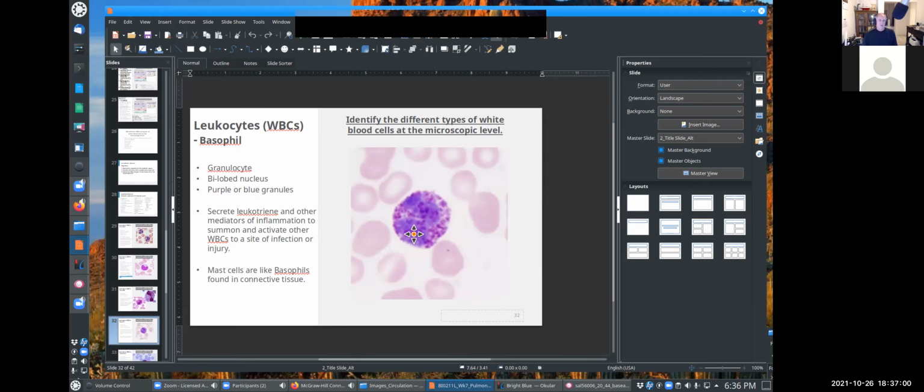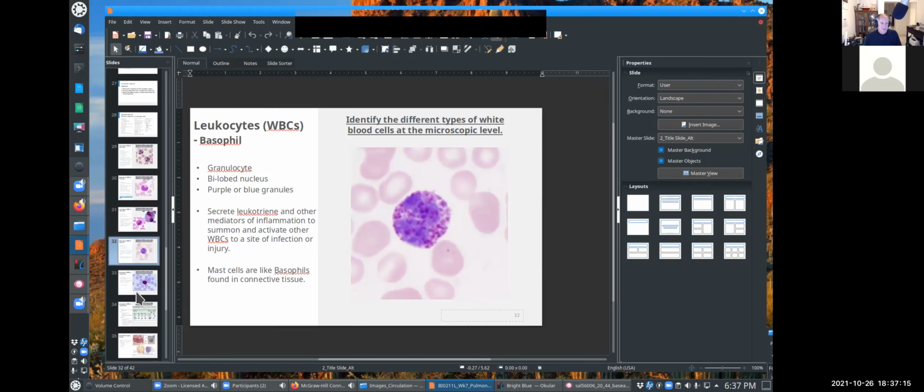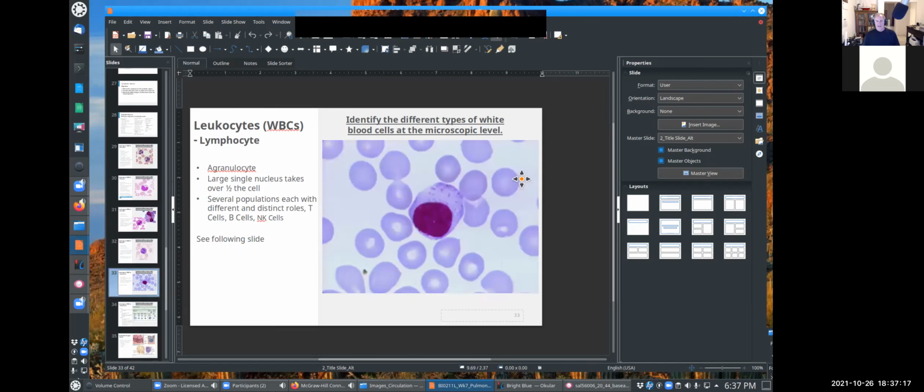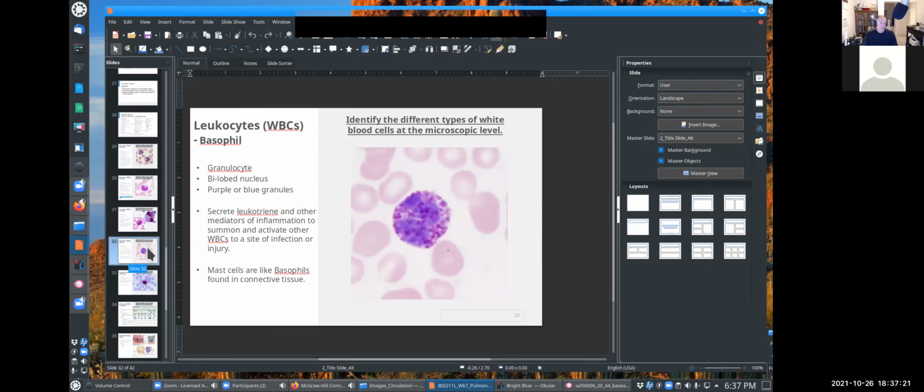One thing to remember about them is they're kind of the messengers. They call all the other cells in. They send chemical messengers out to summon other cells. And they have granules too, and they're kind of basophilic colored, or blue, dark blue or dark purple.